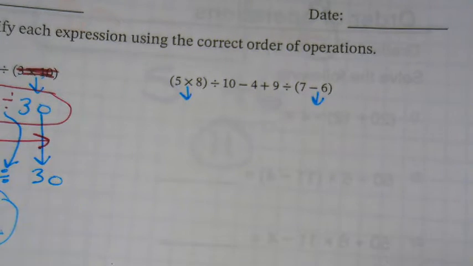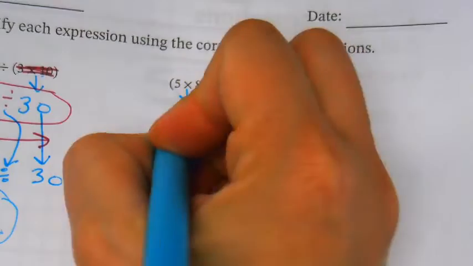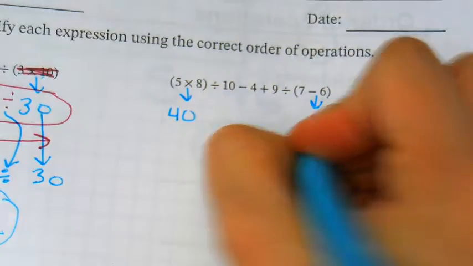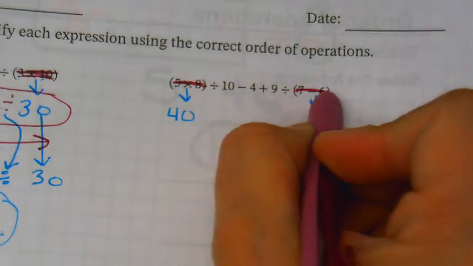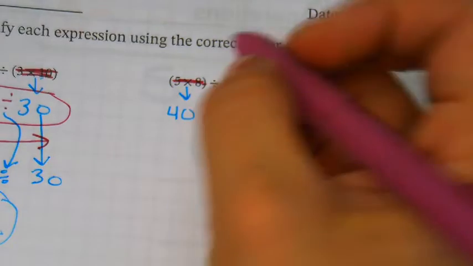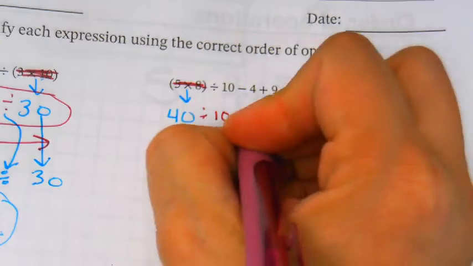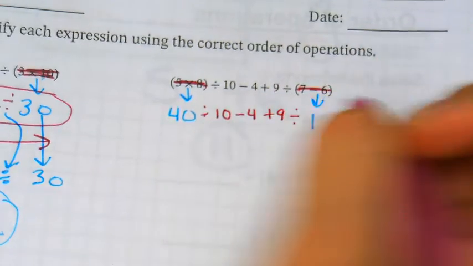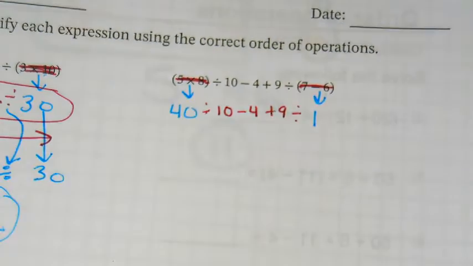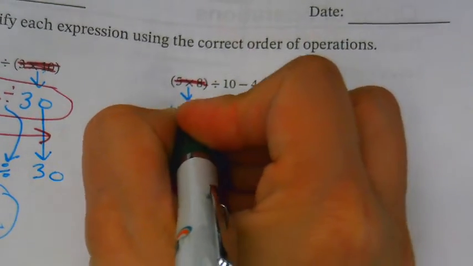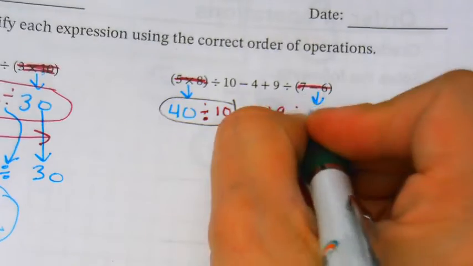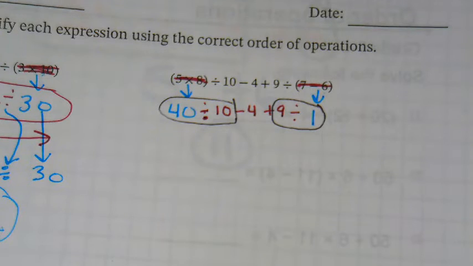All right, what's 5 times 8? 40. What's 7 minus 6? 1. All right, so we did this, and we did this. What do I do? I drop everything down. Divide by 10 minus 4 plus 6 in a division sign. So now we're going to circle. I circle this, and I circle this. So now do the 2 circles.